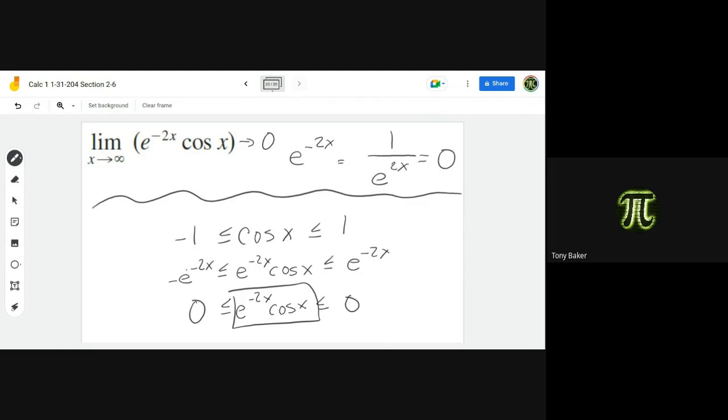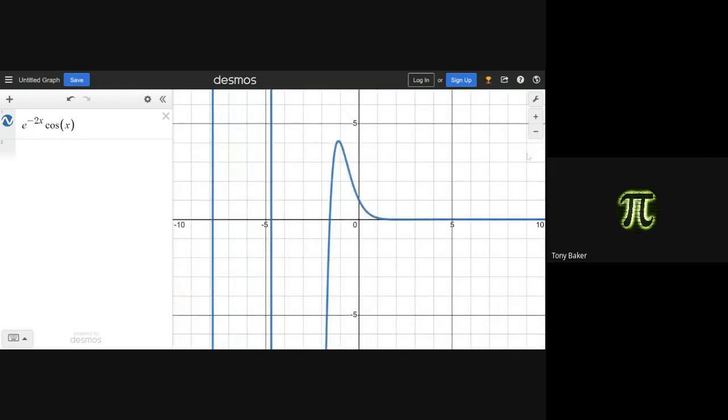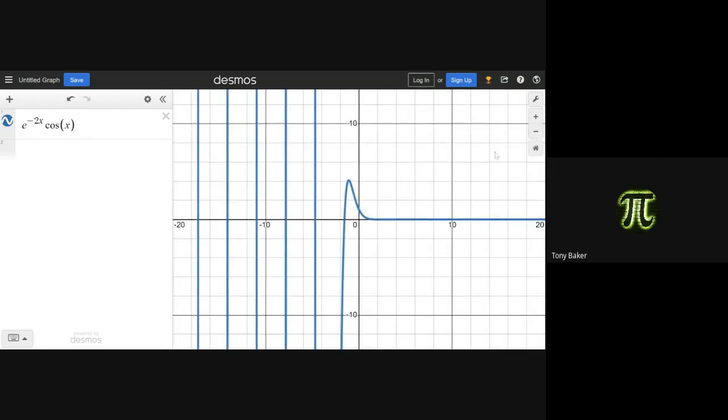That's what e to the negative 2x times cosine x looks like. As we're going this direction, it's getting closer and closer to 0, and relatively quickly. Okay.